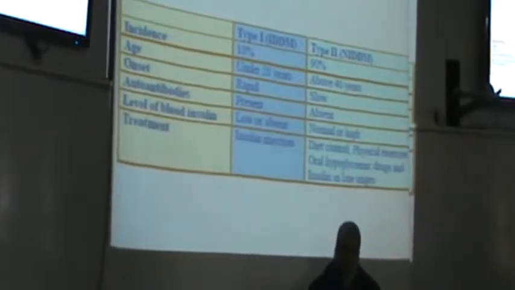And you'll notice next slide. Okay? So this is concerning type 1 and type 2 diabetes. It's very simple. How about the other type of diabetes mellitus, which is gestational diabetes mellitus or diabetes related to pregnancy?